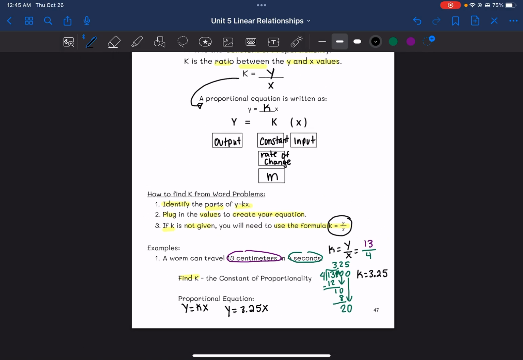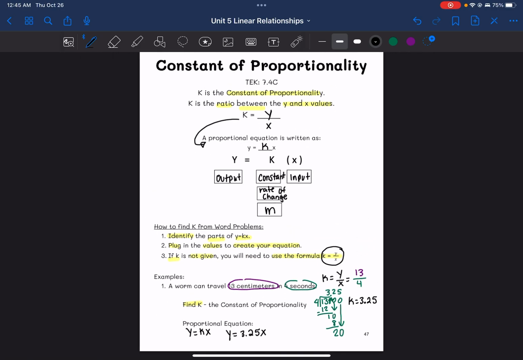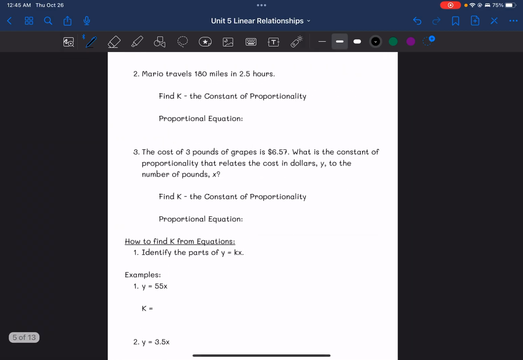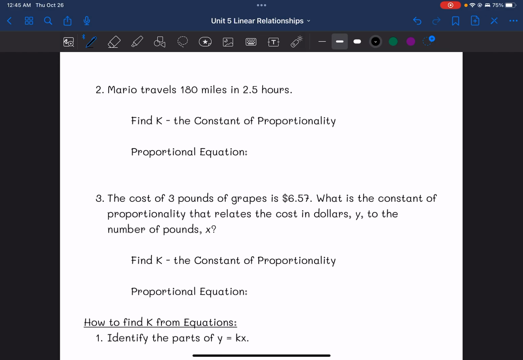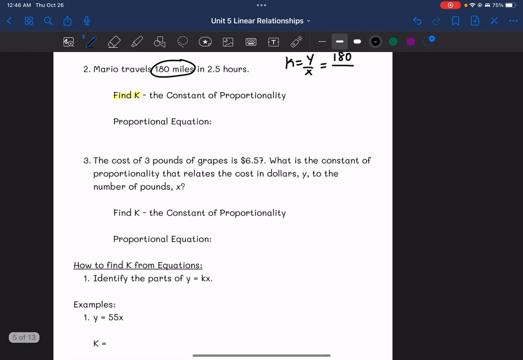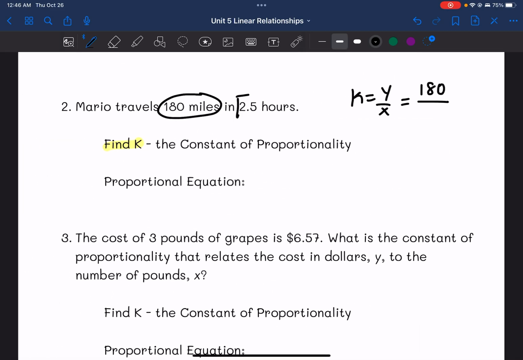All right, let's go to the next questions, okay? Here, let's go to number 2. Mario travels 180 miles in 2.5 hours. Find K, the constant of proportionality. So here we are using K equals y divided by x. I know that 180 miles is going to be my y, and then 2.5 is going to be my x, okay?